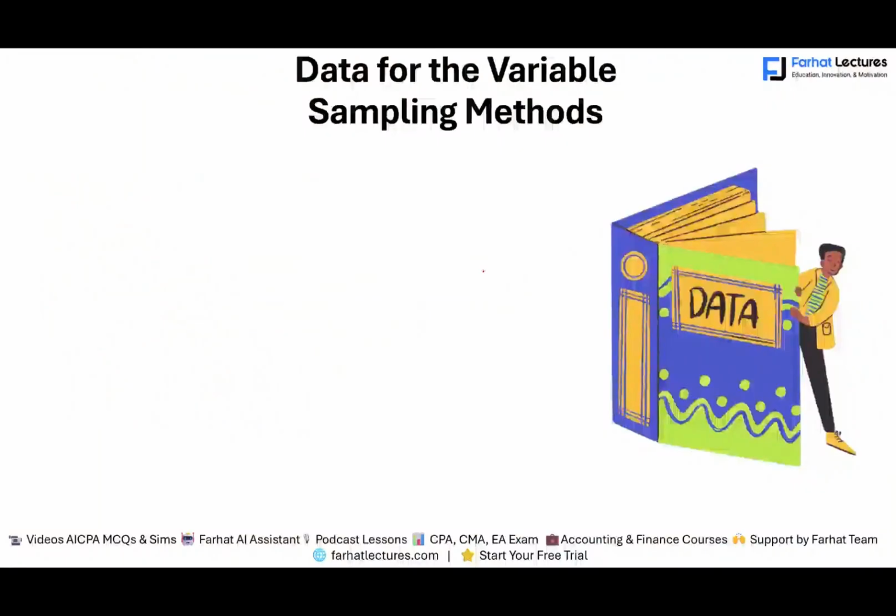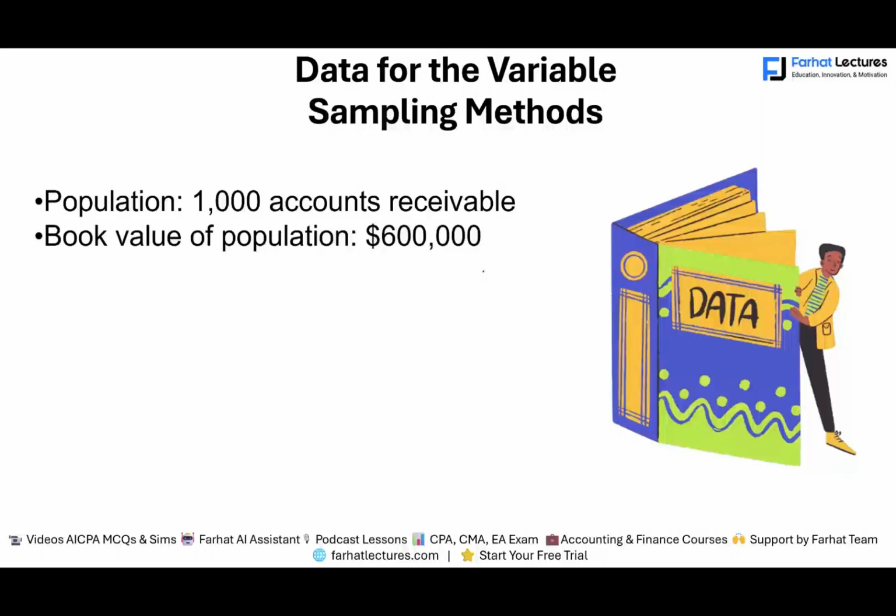To illustrate the variable sampling method, we will be using an example that deals with accounts receivable. We have a population of 1,000 accounts. The book population is 600,000. It means the company is claiming those accounts receivable altogether are worth 600,000.